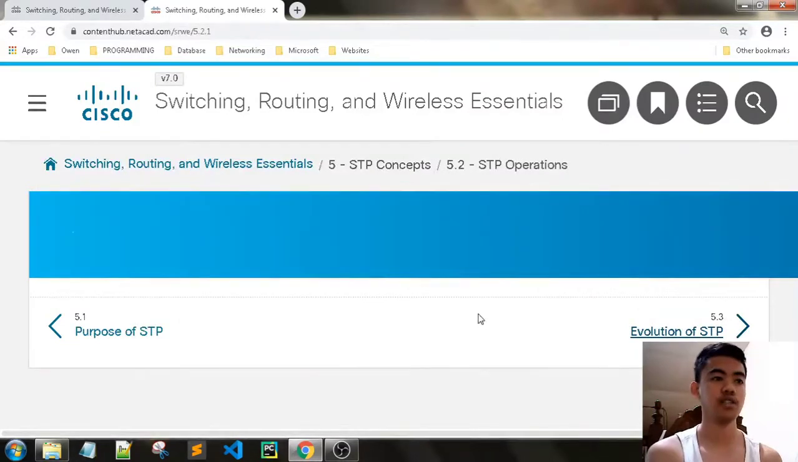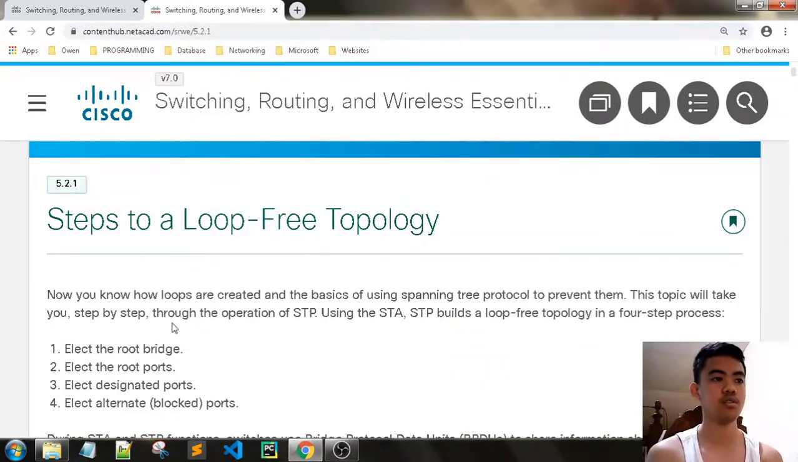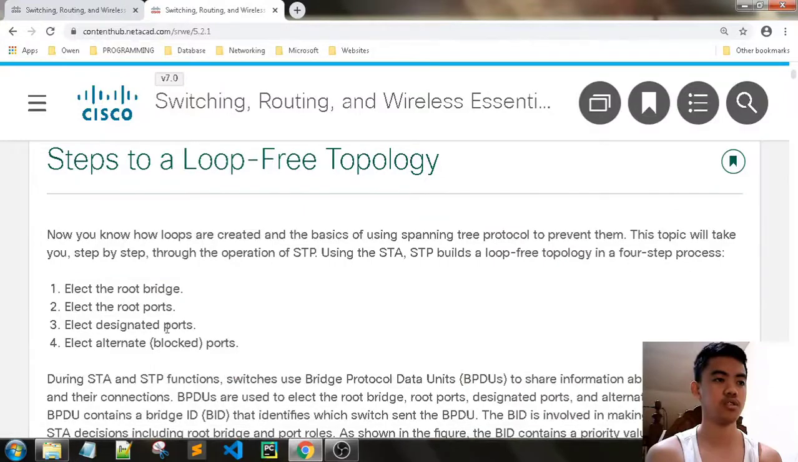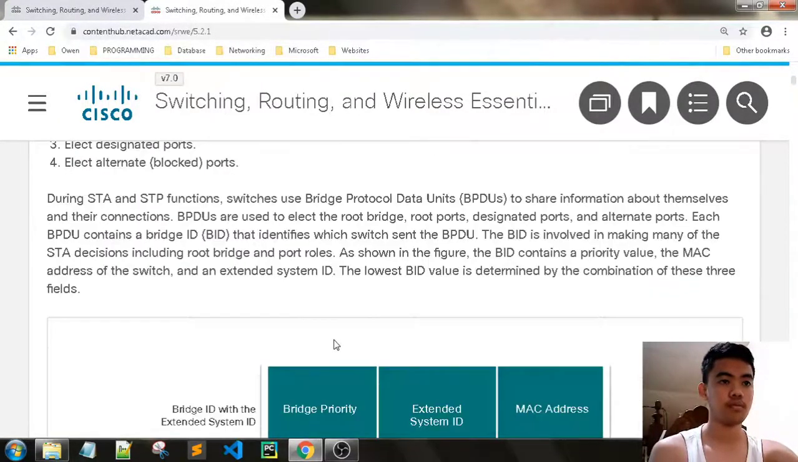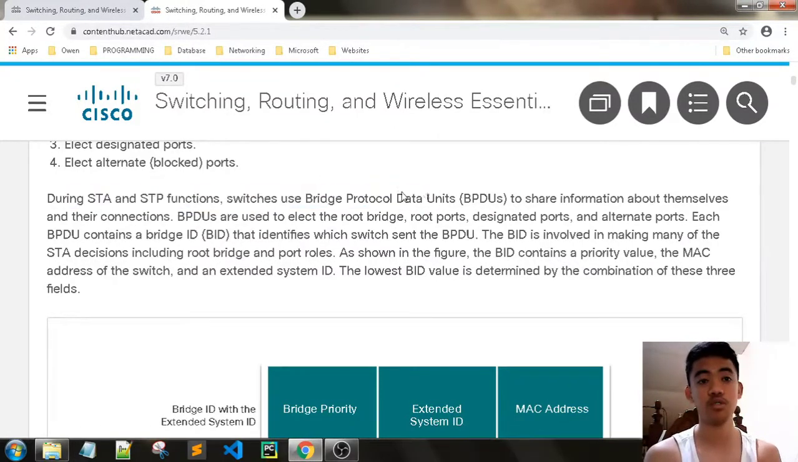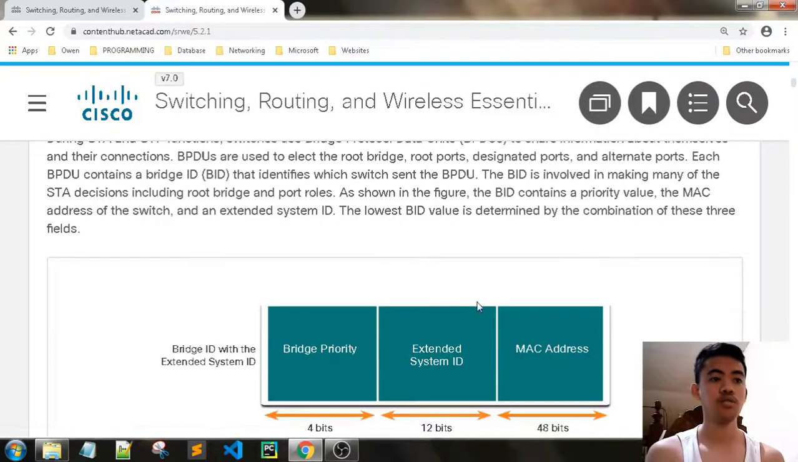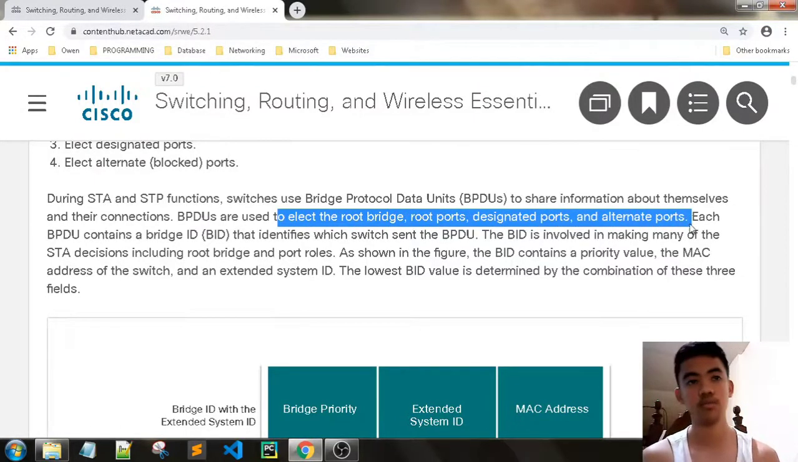Now, in the STP operations, here are the steps to a loop-free topology: elect the root bridge, elect the root ports, elect the designated ports, and elect the alternate or blocked ports. During STA and STP functions, switches use BPDUs, or bridge protocol data units, to share information about themselves and their connections. BPDUs are used to elect the root bridge, root ports, designated ports, and alternate ports.